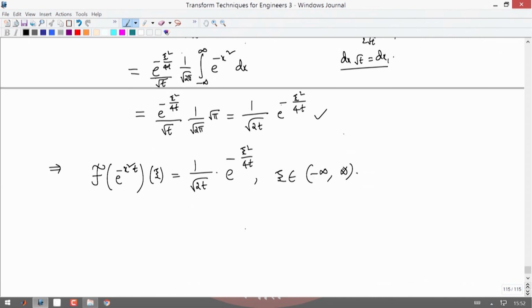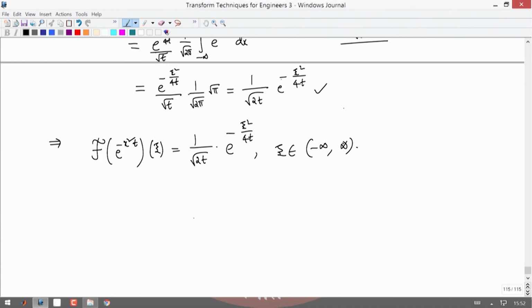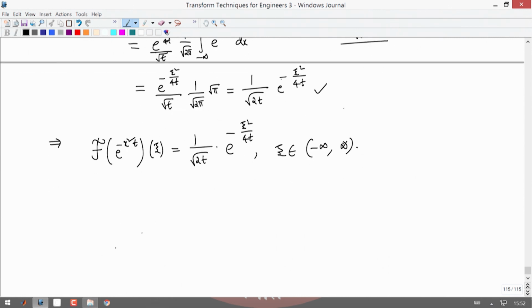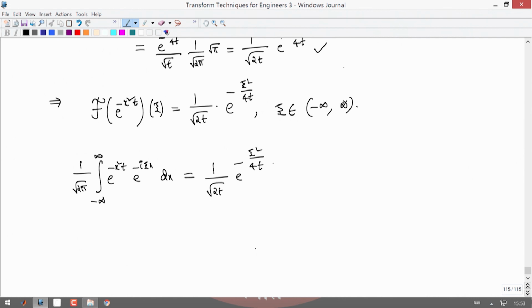So, I can differentiate this with respect to xi. Let us look at this part. Let me write what is this Fourier transform: 1 by root 2 pi integral minus infinity to infinity e power minus x square t e power minus I xi x dx. This is equal to 1 by root 2 t e power minus xi square by 4 t. So, this is what we have.